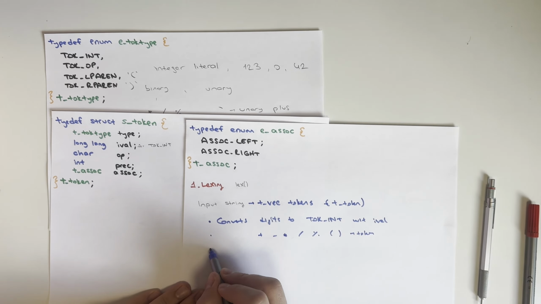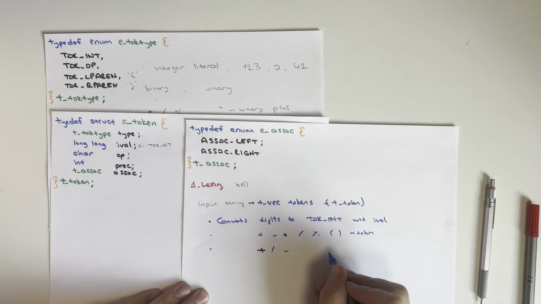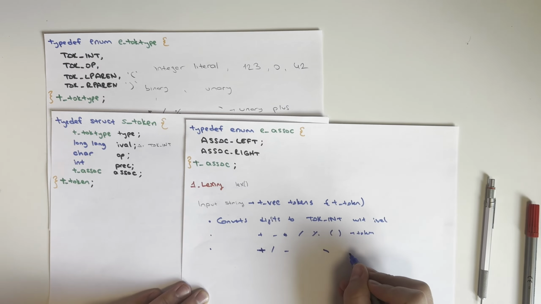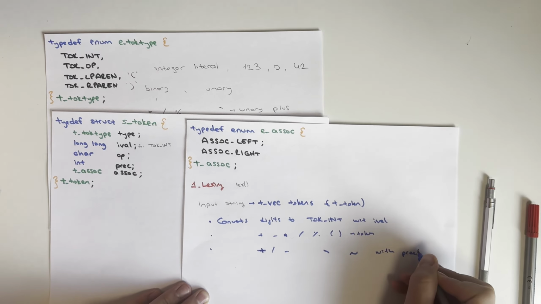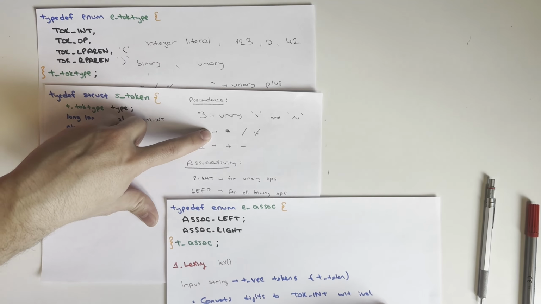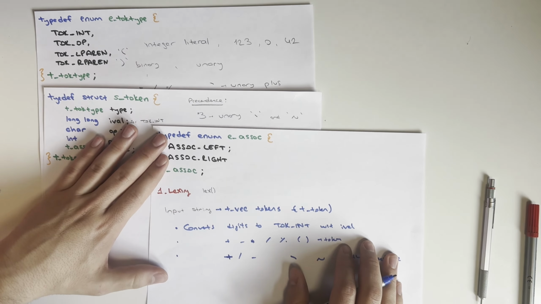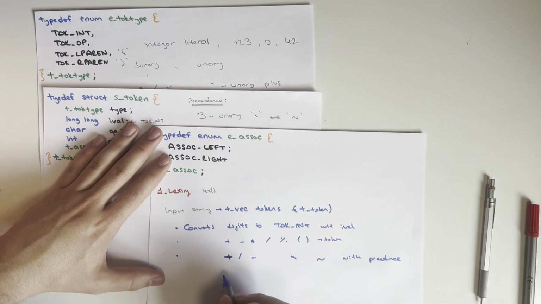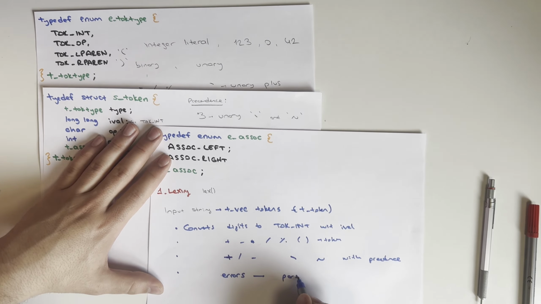It will detect unary plus and minus, and it will rewrite them as backquote and tilde with precedence. As we mentioned here, you will have unary, multiplication, division, modulus, then plus and minus. And it will also have some error check. And if there's a problem, we will be giving parse error.